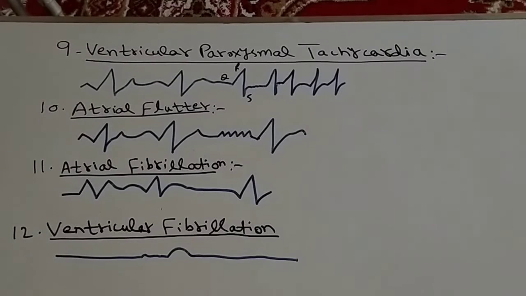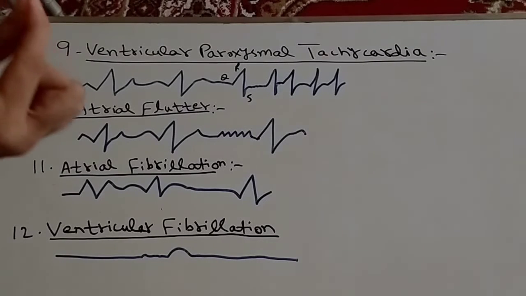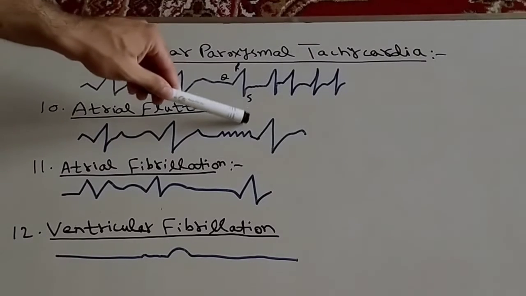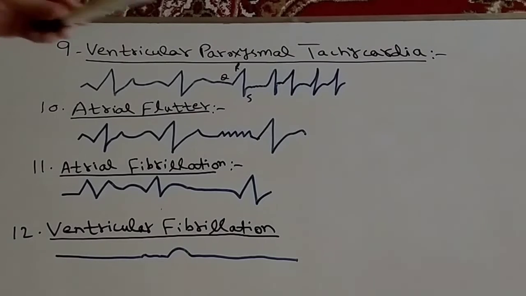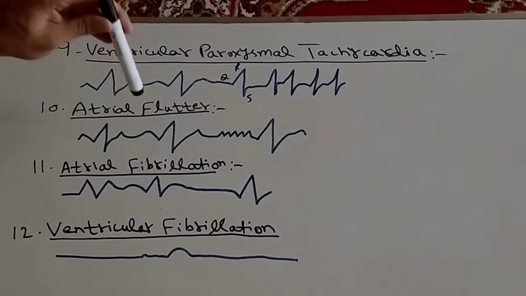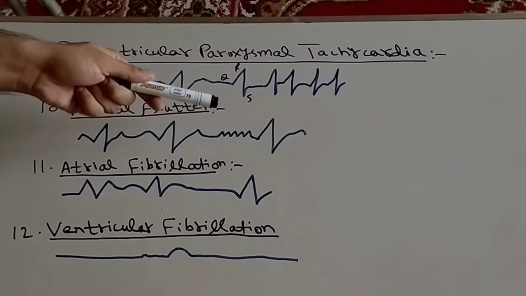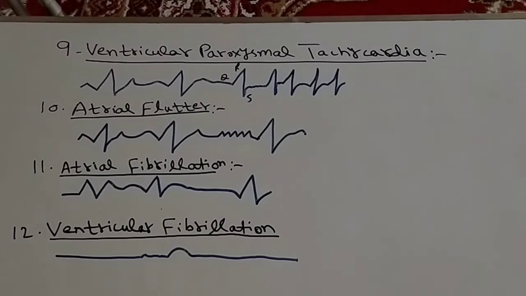Atrial flutter. In atrial flutter, an ectopic pacemaker is present in the atria which excites the atria, so multiple P waves appear. This is also known as sawtooth type waves, because of the presence of the ectopic pacemaker in the atria, which produces these sawtooth type waves, or multiple P waves, and the atria would excite simultaneously or regularly.